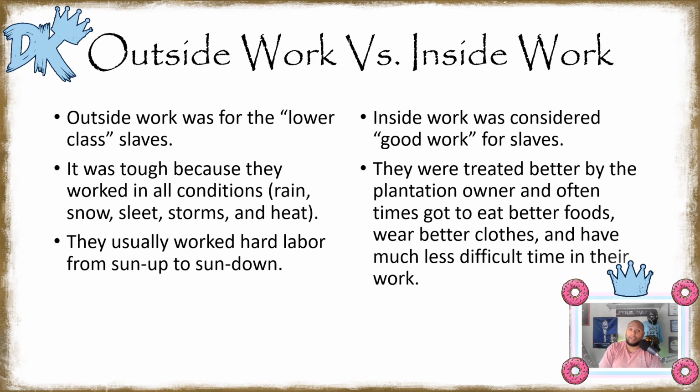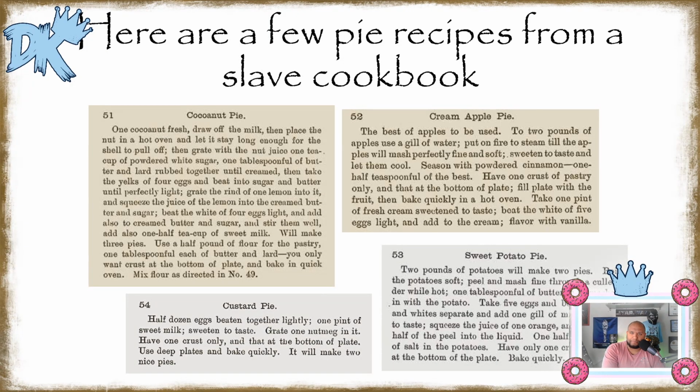Okay. Now, they were treated better by the plantation owner and oftentimes would be given better food to eat, would wear better clothes, and have a much less difficult time doing their work. Part of that was because when these slave owners and plantation owners would let people into their homes, you don't want to see someone wearing raggedy old clothes like you would see on those outside laborers. You'd want to see someone well-dressed and maintained in the home, right? So it's this idea of a class system that was primarily used with outside work versus inside work. So you can see these are some pie recipes.